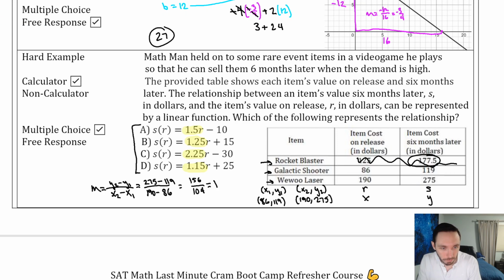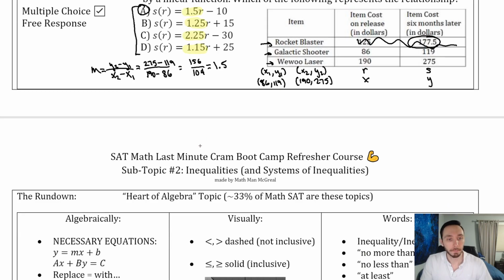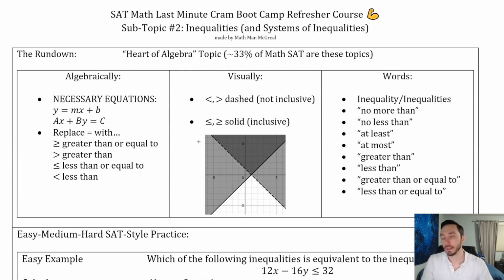Do I have a slope here of 1.5? I sure do. It's in choice A, and I'm done. I don't care about what that y-intercept is. I can utilize the answers to my advantage. I see they all have different slopes. By process of elimination, all the other choices are wrong. Done. All right, next one, inequalities.